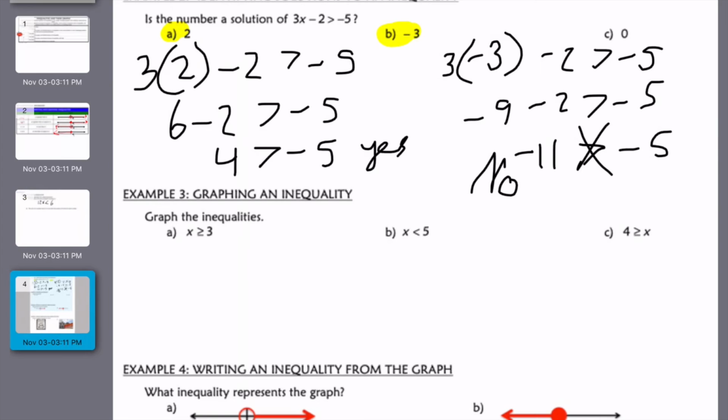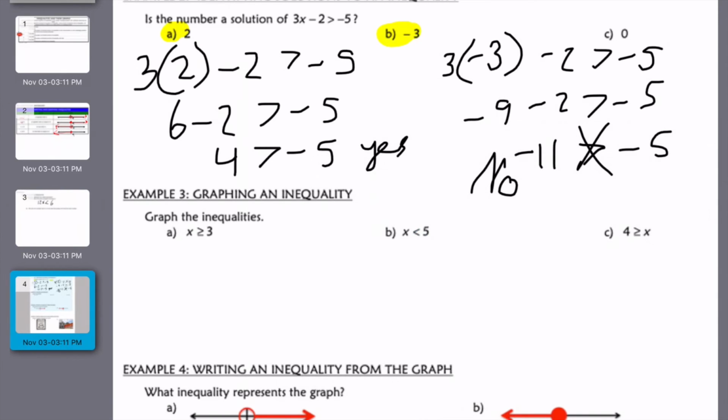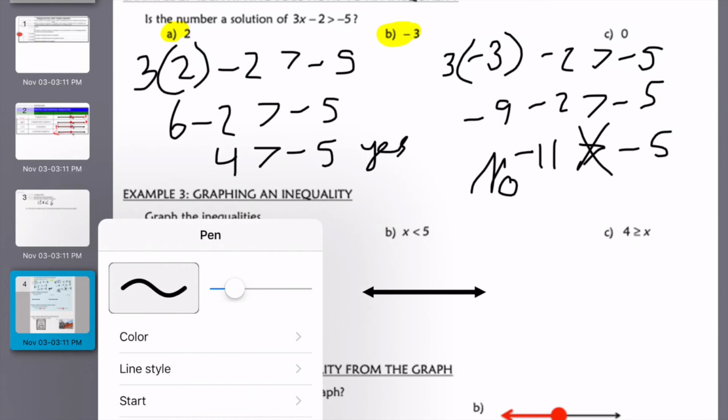Let's try graphing some inequalities here. So let me get a line together here with my start and my end as an arrow. So we'll do A and we will do B again. So let me delete that. Cut, and we will make one that's straighter for us. Better. So x is greater than or equal to 3.